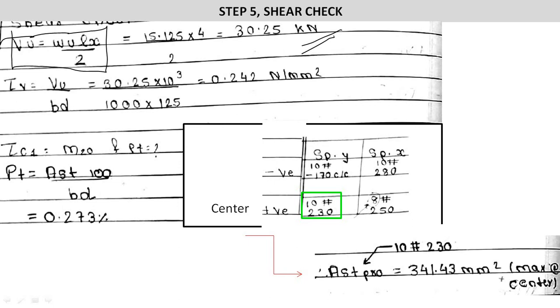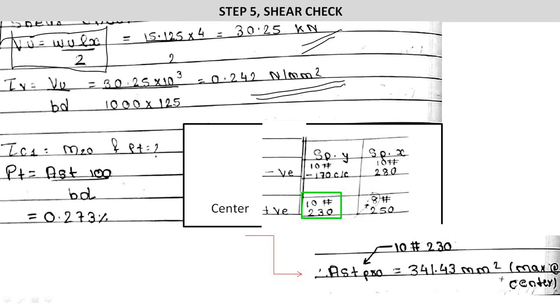Next, we have to find tau v. Tau v is equal to Vu upon bd. The value of Vu has been calculated above, so we will place the value of Vu as 30.25 into 10 raised to 3, divided by b as 1000 and d as 125 mm. So we will have the value of tau v as 0.242 Newton per mm square.